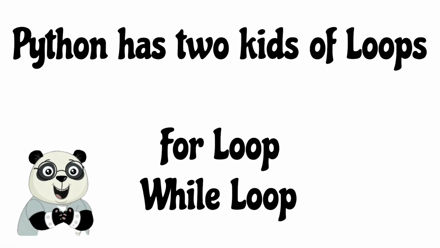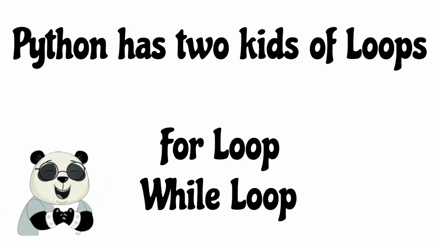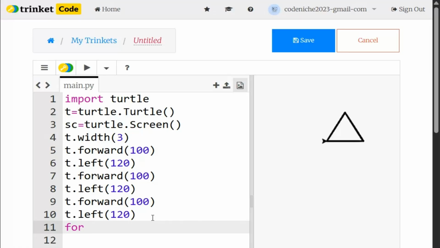So now let's try to use, in Python, basically we have 2 kinds of loops. One is for loop, another is while loop. For loop works with a specific number of repetitions, whereas while loop works with a condition. We will discuss them in further lessons. Now here, we are going to use the for loop that says for i in range. Here i is a variable.